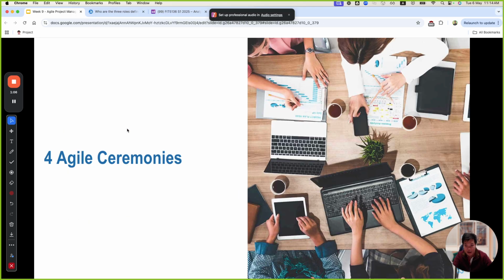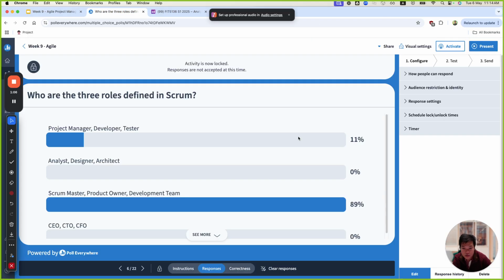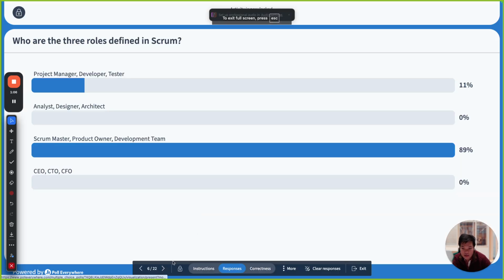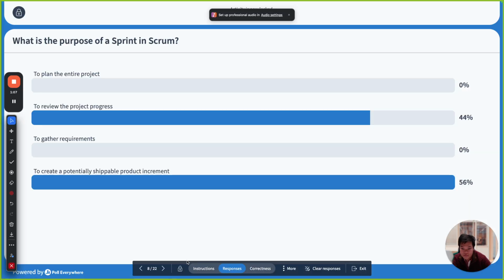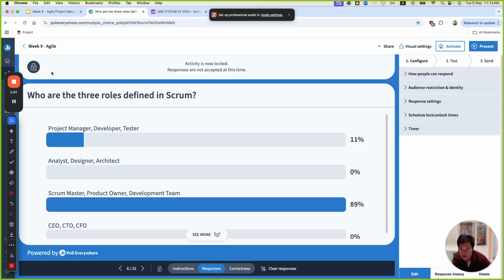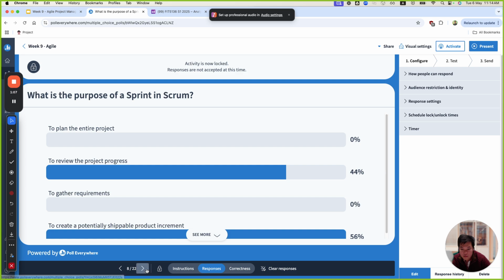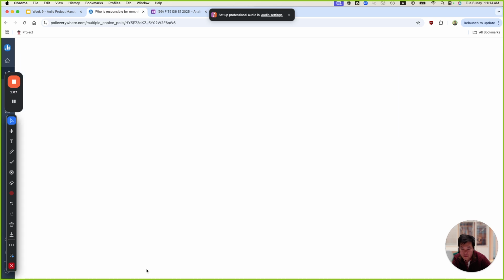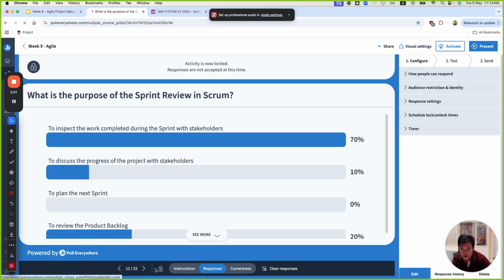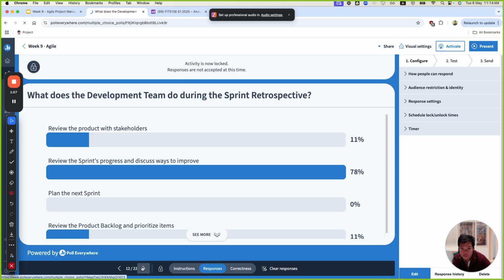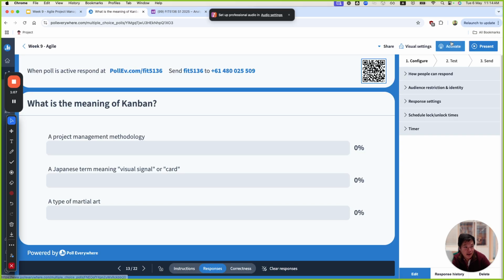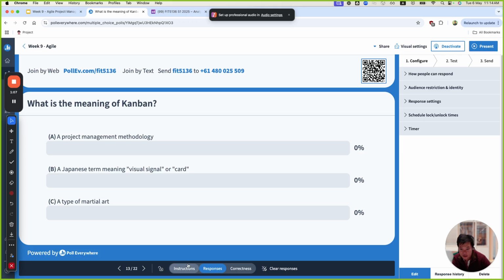All right. So back to the activities again. I don't know where we are. Should be 12 now. Nope. Next one. Kanban. Yep, that's right. Activate. Instruction. Click present.